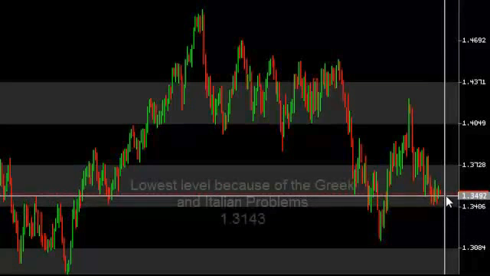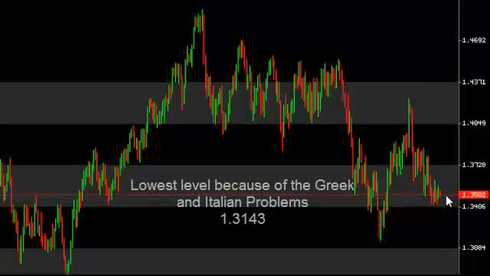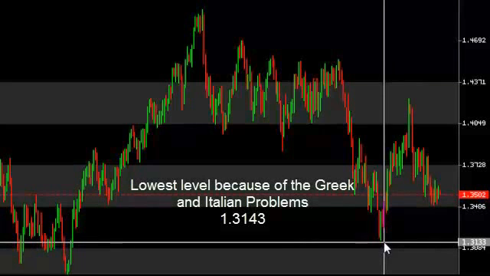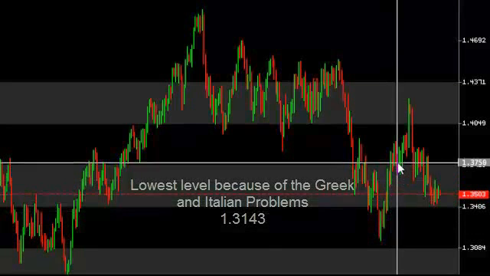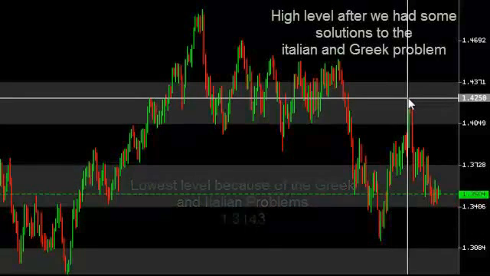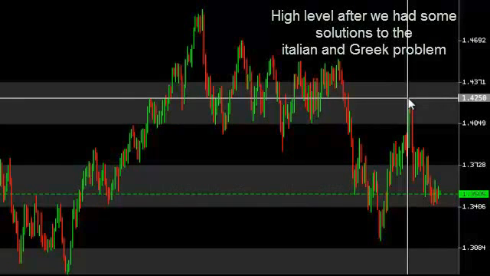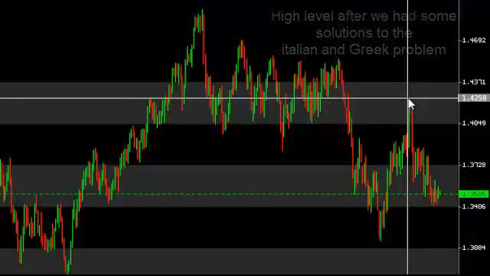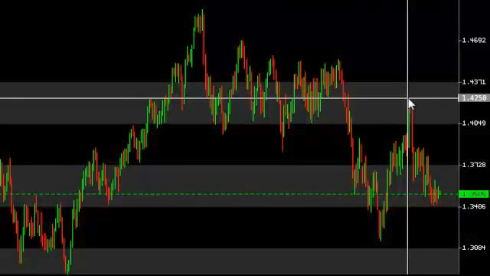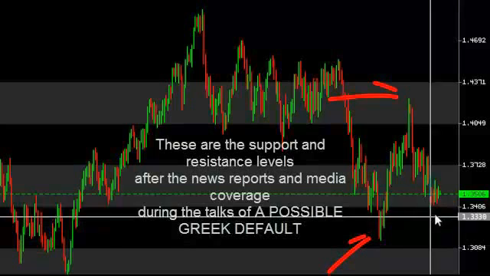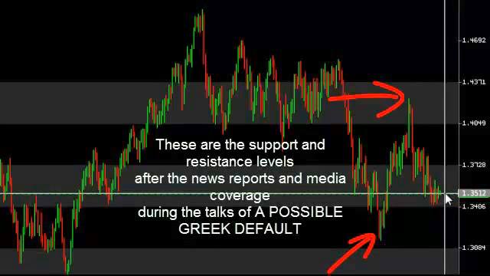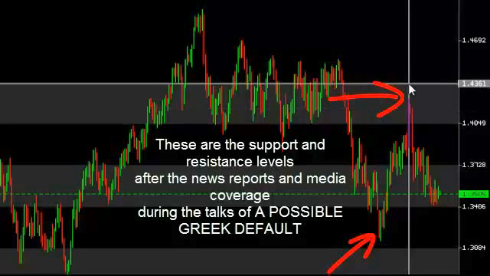But now let's take a look at the current price of 135.02. We have the lowest level, which was 131.43. Then we have the highest level at 142.50. We had changes in the Greek government as well as the Italian government, which forced the euro back up to 142. So this would be our resistance level. This would be our support level. Right now we're dead center, right in the middle between these 2 points.